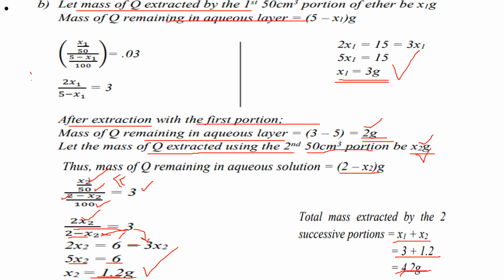So usually when you set those questions, we ask you to state or to comment on your answer. You compare both section A answers and section B answers. So usually the comment is going to be, there is a higher mass of Q that is being extracted on using successive small portions of the extracting solvent compared to using the whole solvent at once. So let's look at that in the next slide.